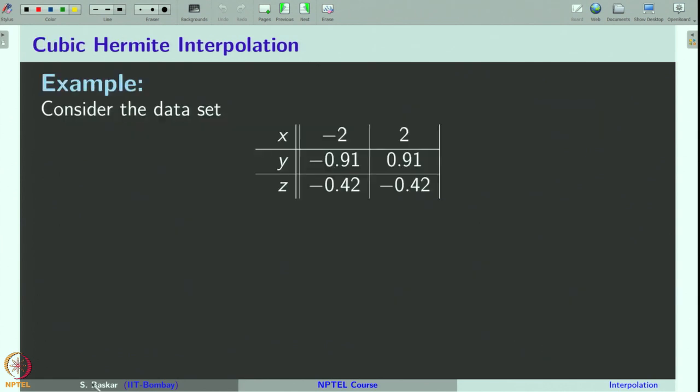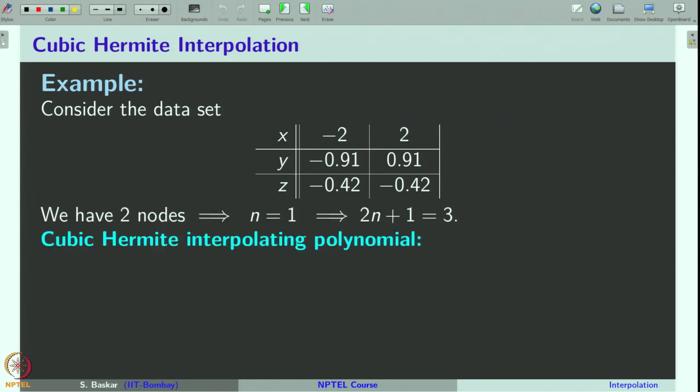Let us take an example and construct the Hermite polynomial for this given data set. Remember, we have two distinct nodes x naught and x 1, which implies that we have n is equal to 1, and therefore the degree of the Hermite polynomial is 2n plus 1, which is equal to 3. That is, we have to construct the cubic Hermite interpolating polynomial from the given data set.